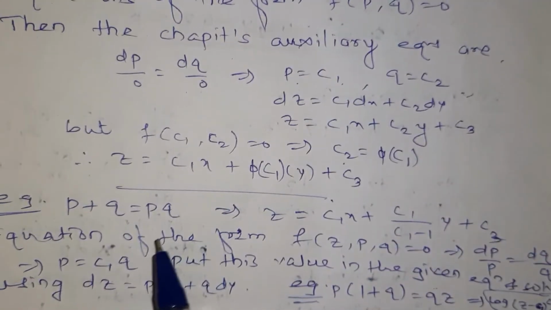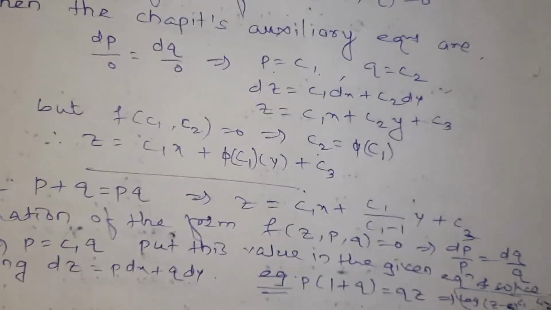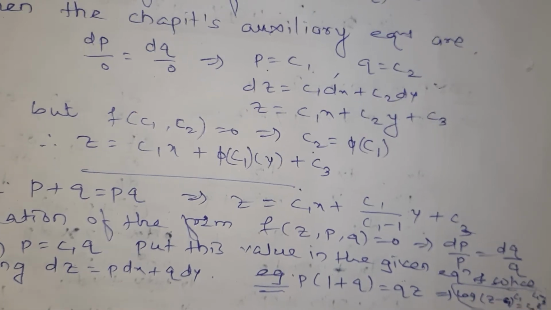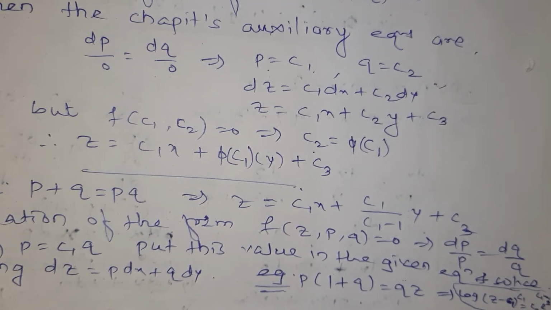The second one is an equation of the form f of z, p, q equal to 0. Then you get the equation dp upon p is equal to dq upon q. Then find the value of p or q in terms of the other variable, just like here we found p in terms of q as c1 q. Put this value in your given equation and find the other value. Use dz is equal to p dx plus q dy and solve the problem. For example, I take here p into 1 plus q equal to qz. You may get both these concepts.